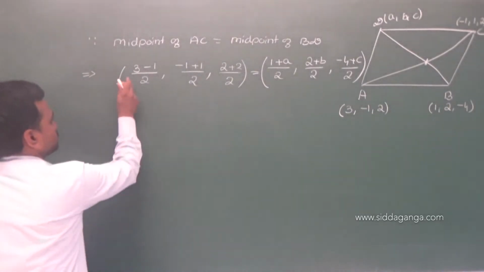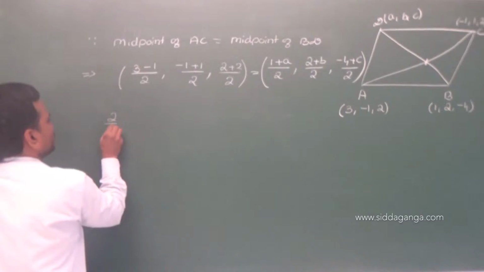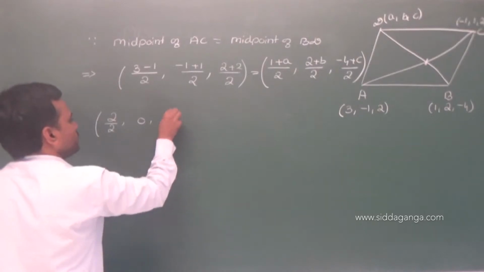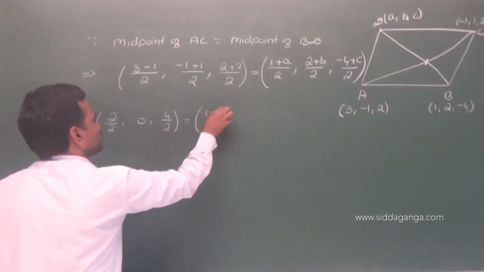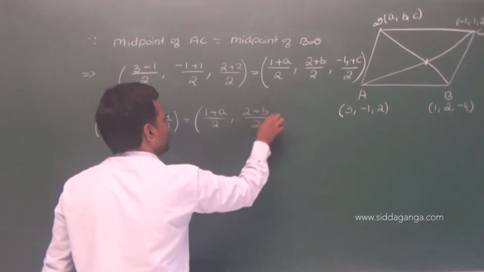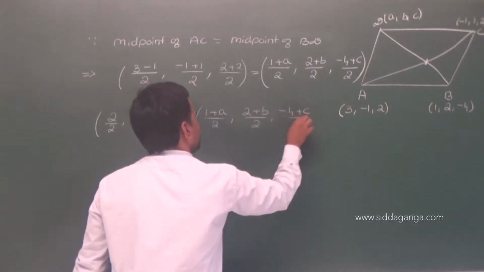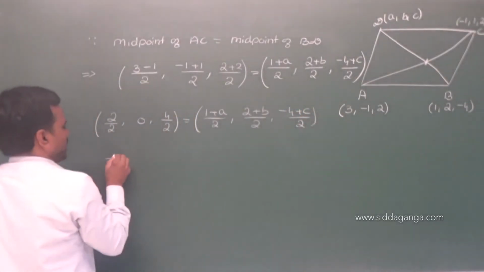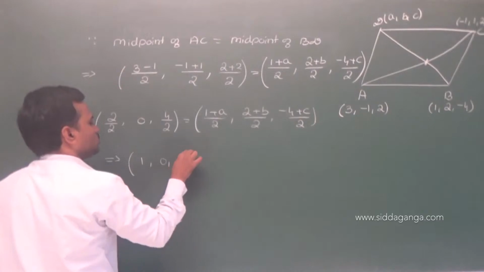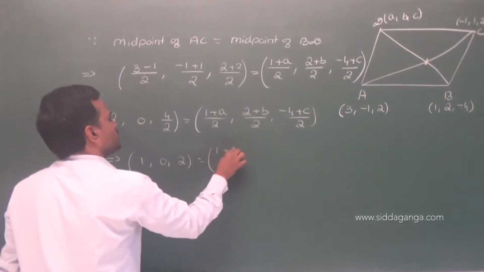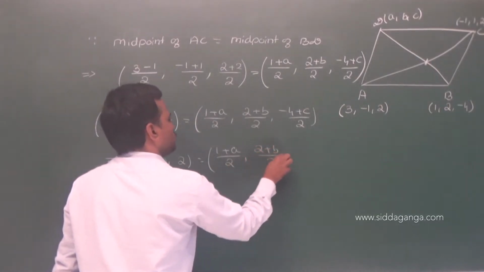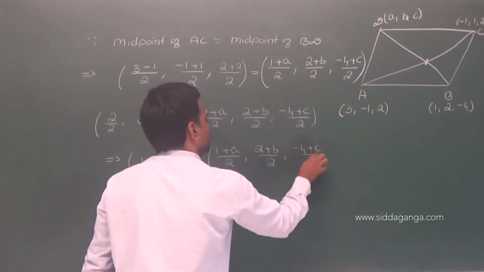So solve this one. 3 minus 1 is how much? 2 by 2 is 1. Minus 1 plus 1 is 0. 4 by 2 is 2. That is equal to, written as it is, 1 plus A divided by 2, 2 plus B divided by 2, minus 4 plus C divided by 2.